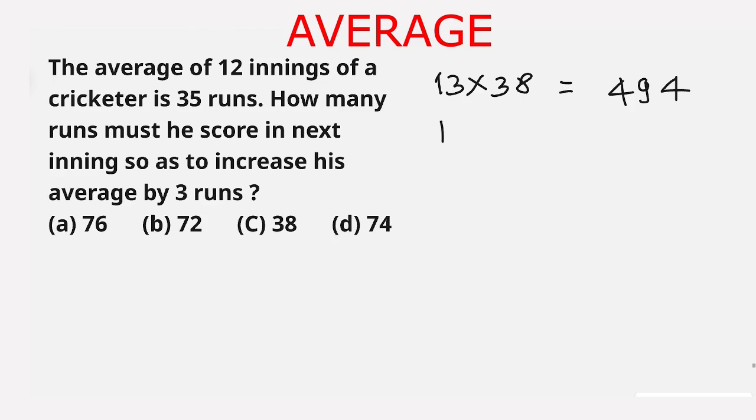The existing runs are 12 multiplied by his present average 35. 12 times 5 is 60. I write 0 and carry 6. 12 times 3 is 36 plus 6 is 42. And when we subtract 420 from 494, we get 74 runs. So he must score in the next inning, which is 13th inning, 74 runs to increase his average by 3 runs.